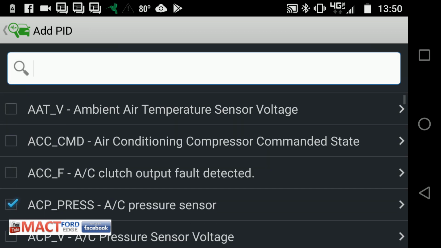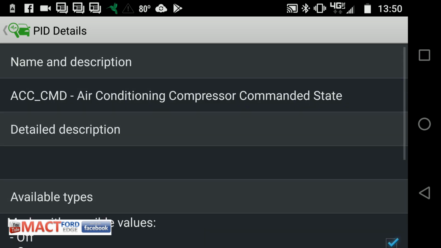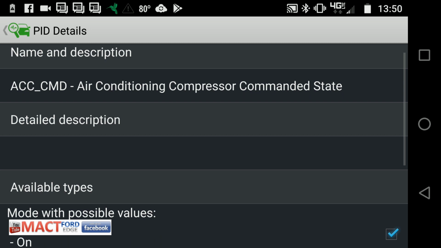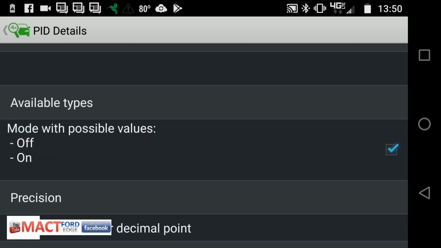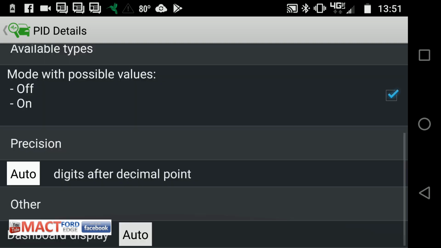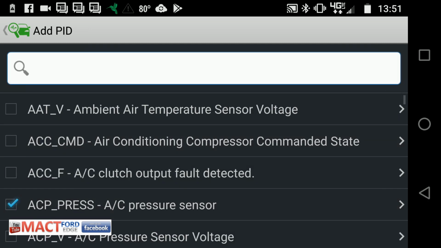Now we have our air conditioning compressor command state. This is telling you whether AC is working, right? AAC underscore CMD. No detailed description there, but essentially the values are on or off. So it's basically telling you if your AC compressor is running or not, and that's about all you're going to get out of that one.